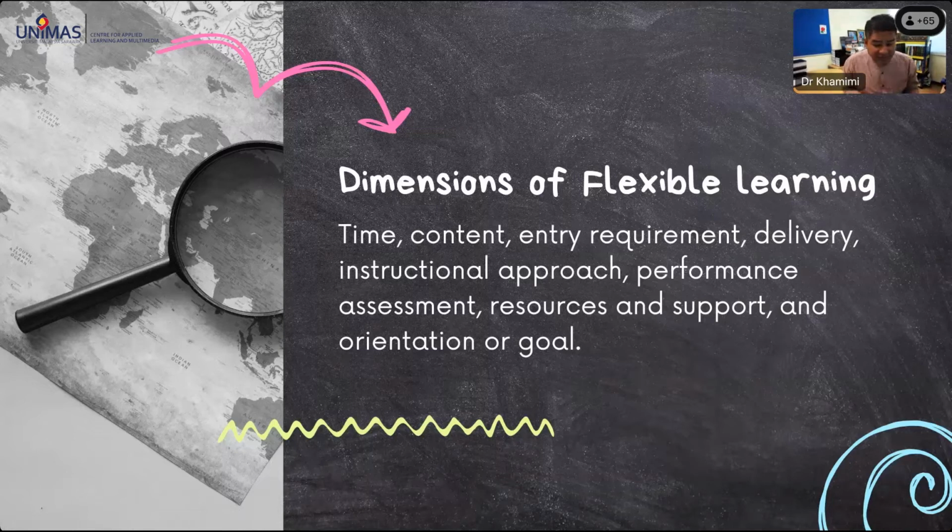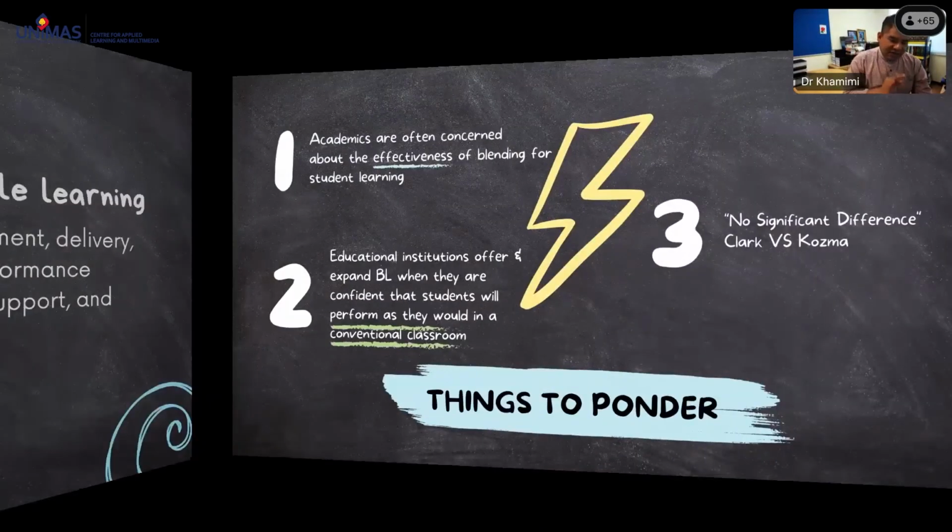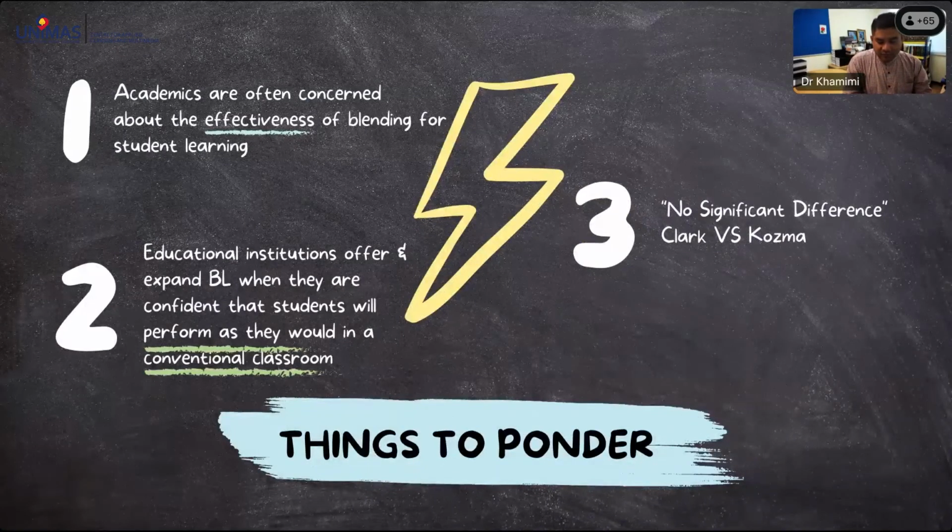We have alternative assessment, and flexibility in creating our resources and support, and even flexibility in orientation or goals. This is a set of dimensions that I gathered from a systematic literature review, when I went through ISI, WOS and Scopus articles talking about flexible learning. So these are all the dimensions of flexible learning.